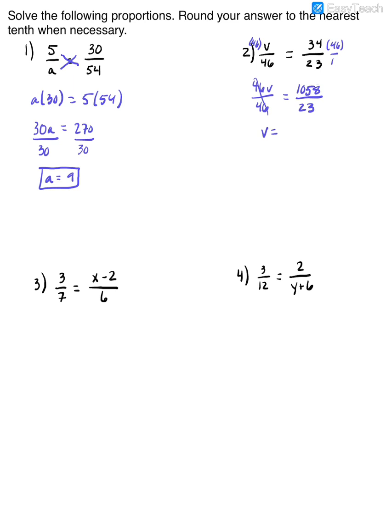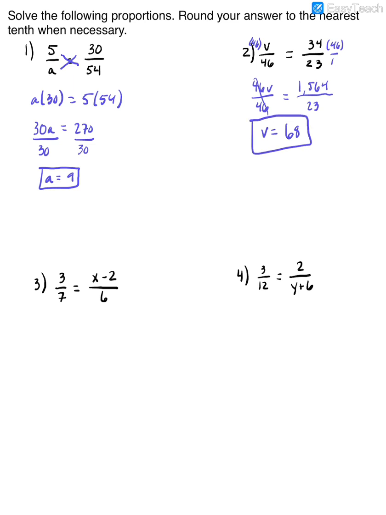Sorry about that. I was looking at my multiplication and on my sheet it's wrong. So 34 times 46 is actually 1,564. And that divided by 23 should be 68. And that would be my answer there.